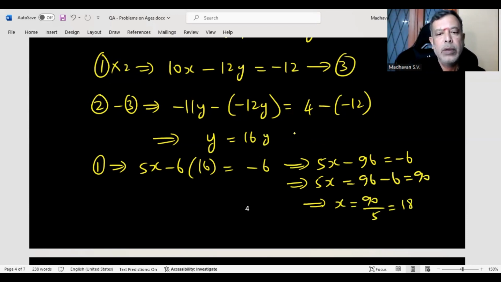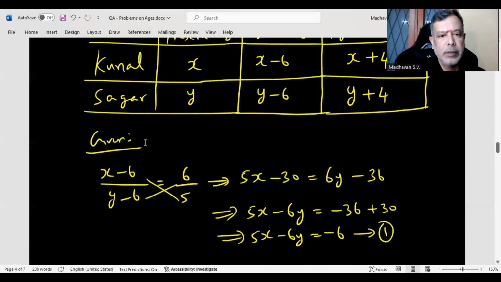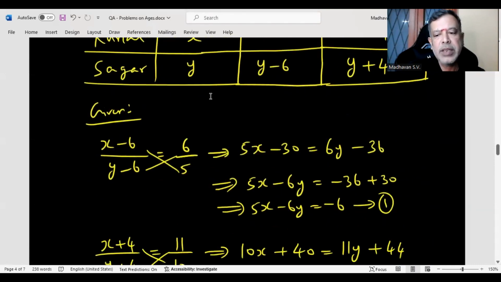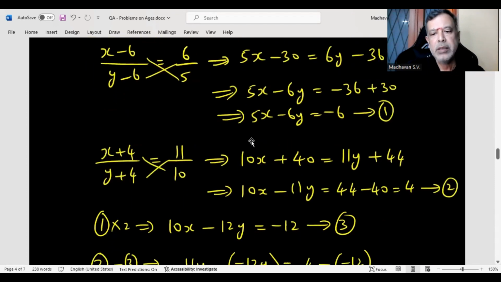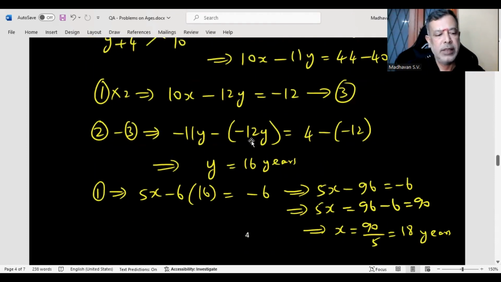So this is 16 years, this is 18 years. Now x is what? X is Kunal's present age, which is 18 years, and Sagar's present age is 16 years. So that will be the solution for this particular problem.